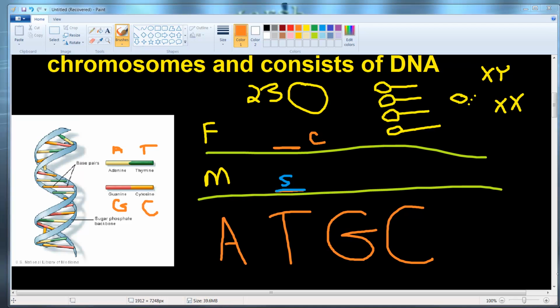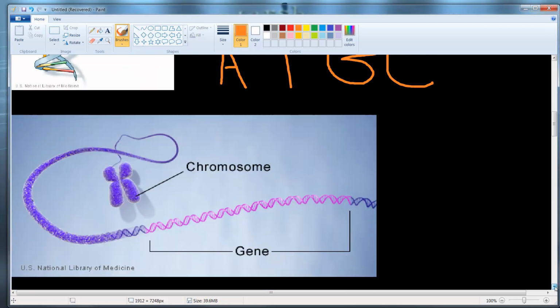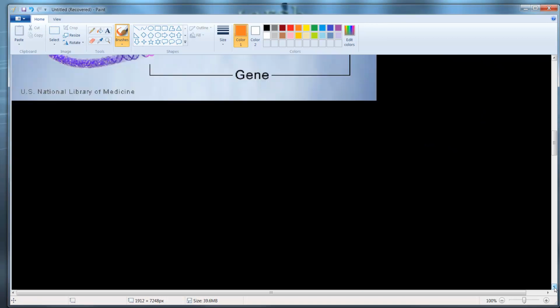So forensic scientists have identified a group of these regions in the genes that they call short tandem repeats, or STRs. So we're going to call them STRs. So the STRs then are short sequences of DNA letters that are repeated one after another.